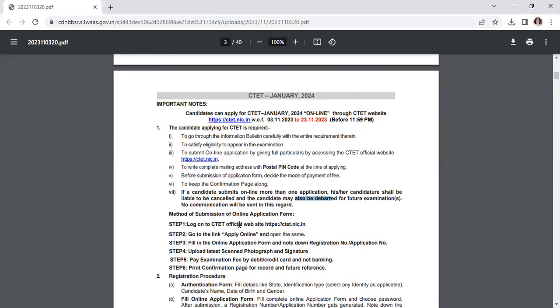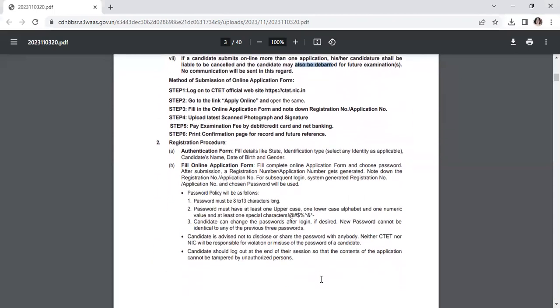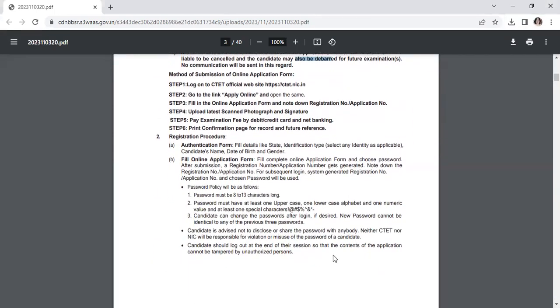Okay. Method of submission of online application form. Step 1, log on to the CTAT official website, http://ctat.nic.in. Go to the link, apply online and open the same. Fill in the online application form and note down the registration number, application number. Upload scanned photographs and signature. Pay the examination fee by debit card, credit card, and net banking. Print the confirmation page for record and future reference. It is important to take the printout of that confirmation page.